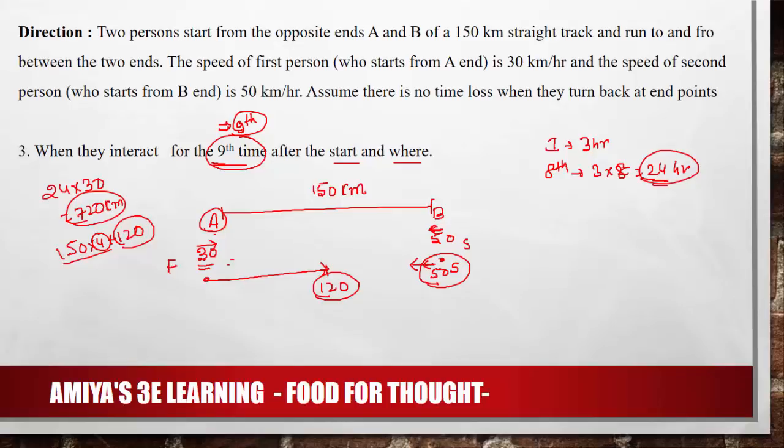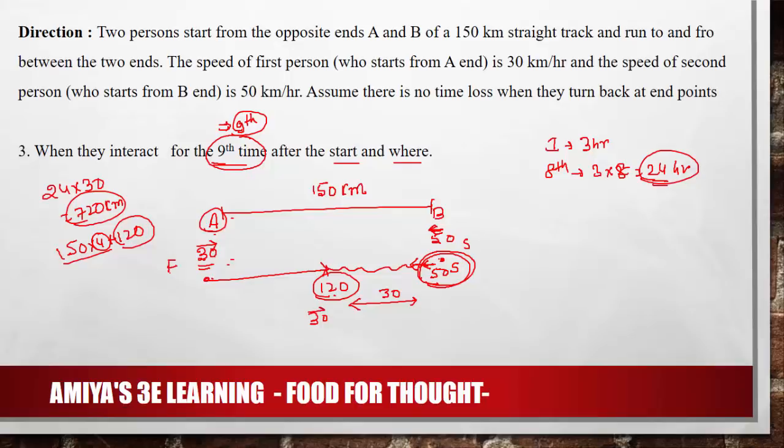In the final 8th round lap, the second person, the fastest, should be at B and the first person should be at 120. Now we have to solve the meeting question. The total distance is 150, and the first person completed 120 kilometers, so the distance between them is 30 kilometers.